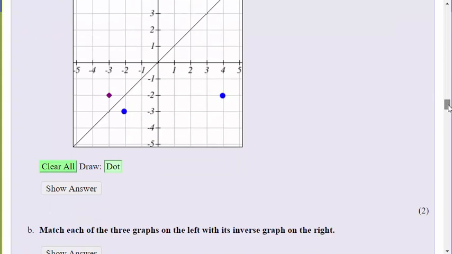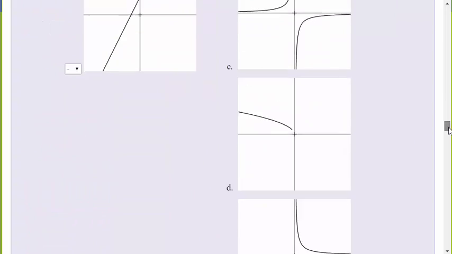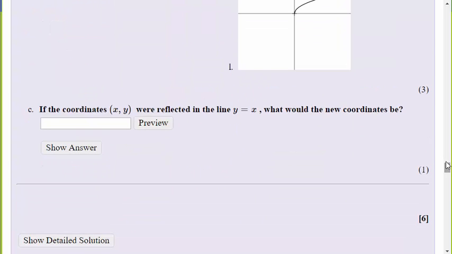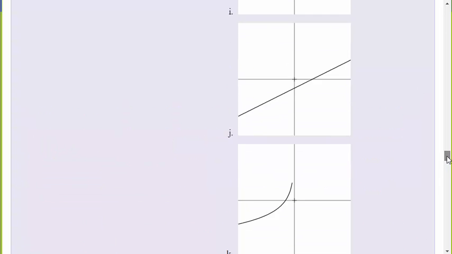That's the next question. Okay, well, here at the bottom it says, if the coordinates x, y were reflected in the line y equals x, what would the new coordinates be? It would be y, comma, x. Okay, so if we reflect in the line y is equal to x, the new coordinates would be just those two values swapped around.